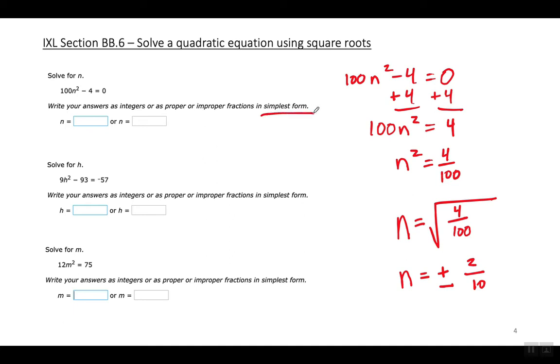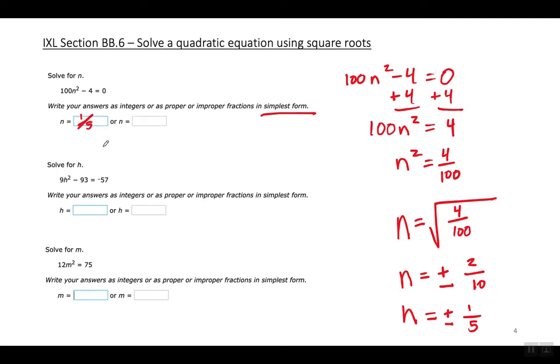Okay, we got to write our answers in simplest form. Sorry, I was thinking for a second. All right, so now let's simplify it. So n would equal positive and negative. When you simplify 2 over 10, you get 1 over 5. All right, so n equals positive 1 over 5.